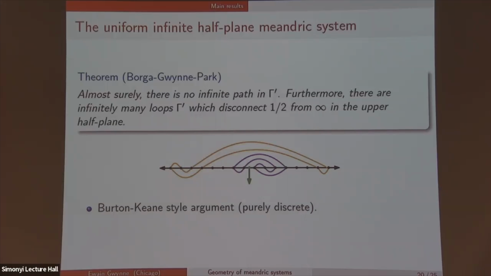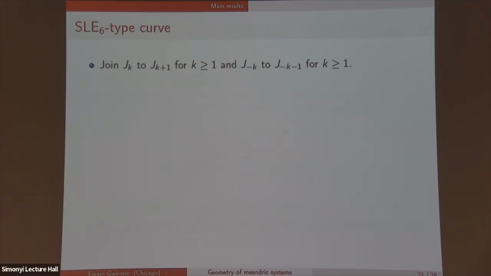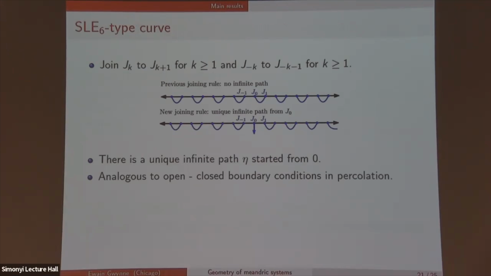So it's a fairly short, elementary argument, which does not need any of the continuum theory. It's weaker than the non-existence of an infinite path in the uniform infinite meandric system, but it still seems like maybe some nice progress in the right direction. Okay, so how much time do I have left? 5 minutes. Okay, in that case, maybe I will skip this discussion.